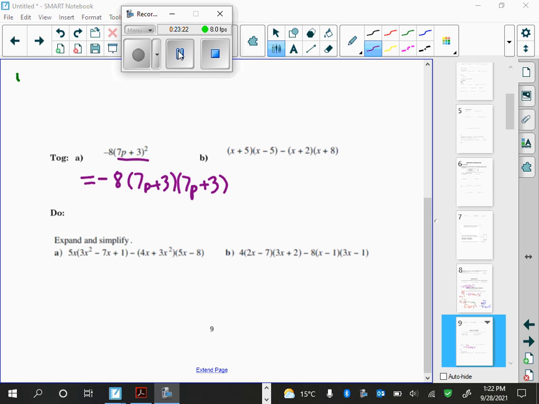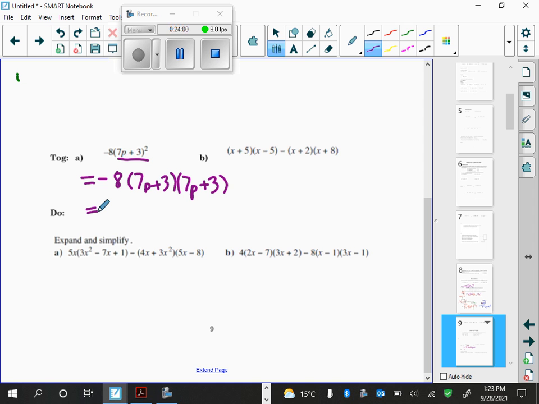Everyone look up here. Because all these are positive signs, you might want to FOIL this first, and then deal with the negative sign. It's a pretty easy FOIL if you want to do that first. I'll do it both ways. You don't have to worry about that. Okay, this one is together, so let me do it both ways.